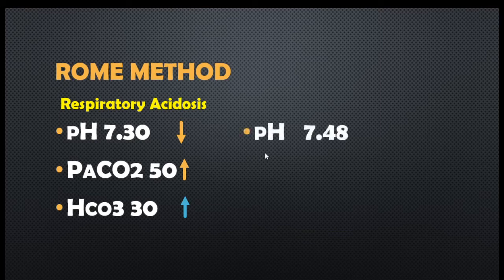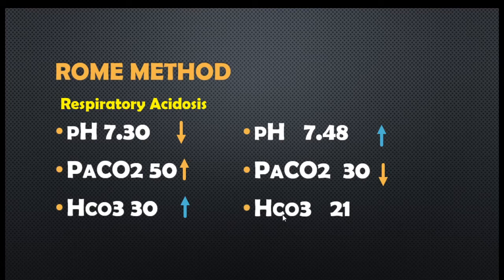How about this one? pH level of 7.48. Is it increasing or decreasing? This is increasing. It means alkalosis. How about the PaCO2 level? 30. Is it increasing or decreasing? This is decreasing. Okay? How about the bicarbonate level? HCO3, 21. Is it increasing or decreasing?